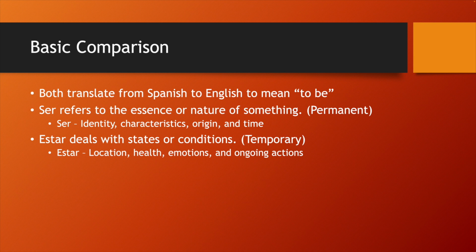So for a basic comparison, both ser and estar translate from Spanish to English to mean to be. Ser refers to the essence or nature of something. We can think of these as permanent characteristics. Some examples of permanent things you describe about something are the identity, the characteristics, origin, and time. And estar deals with states or conditions. We can think of these as temporary aspects of something. So some common uses are location, health, emotions, and ongoing actions.